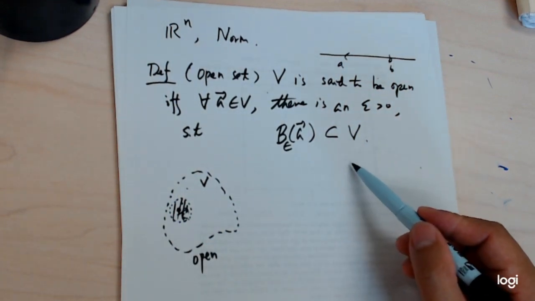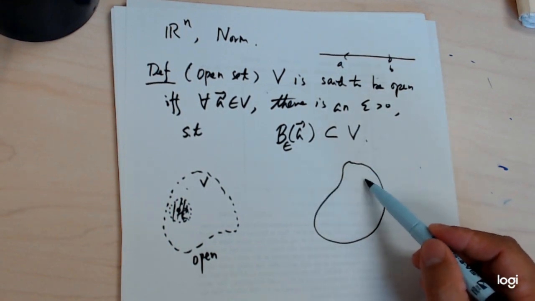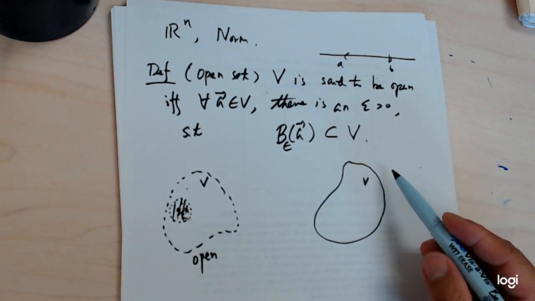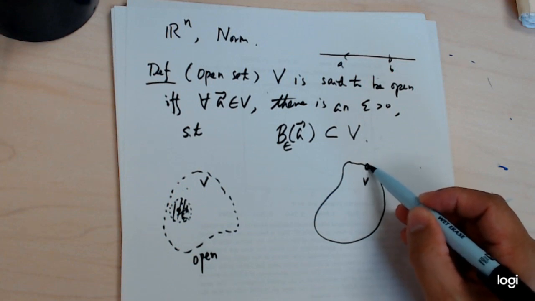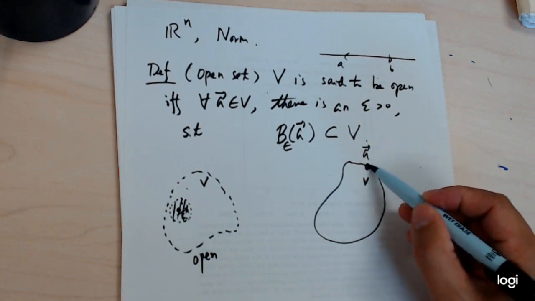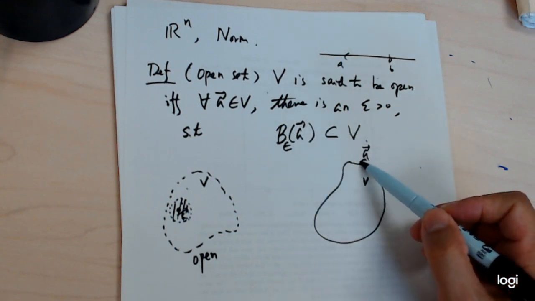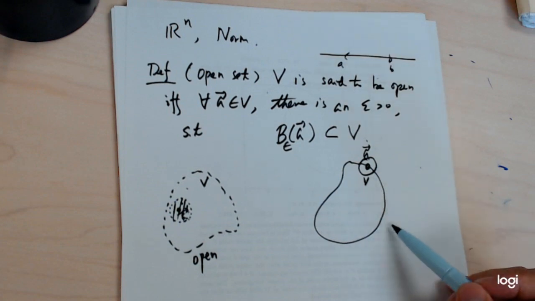But if you say, hey, V will also include everything on the boundary here, then this condition is violated, because there may be a point A where there's no epsilon such that this open ball is completely inside V. See, part of it will be outside V. So this guy is not open.